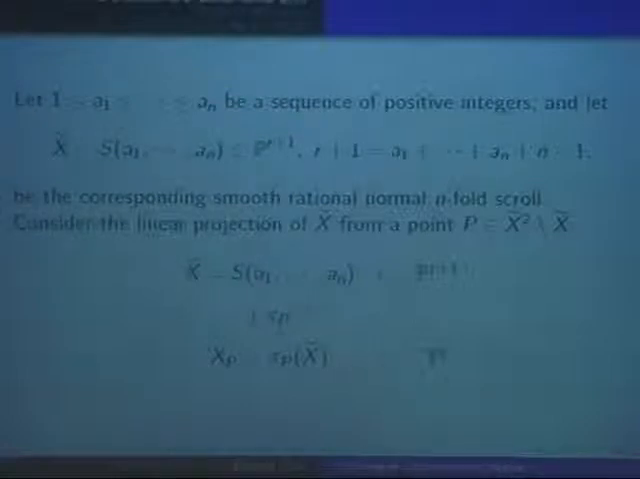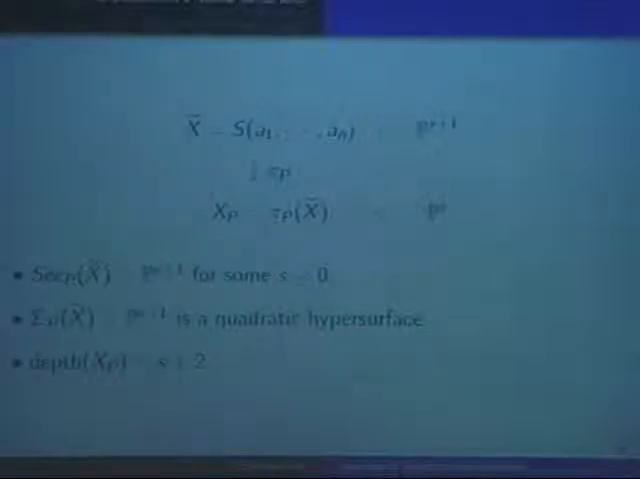Now let me define the rational normal scroll in the standard way. Let a1 up to an be an increasing sequence of positive integers, and X tilde the corresponding rational normal scroll having numerical type a1 up to an. And consider the linear projection of X tilde from a point p inside the secant variety. According to the Brodmann-Schenzel theorem, the problem of understanding the arithmetic behavior of X_P is equivalent to investigating the structure of the second locus of X tilde at the projection center P. More precisely, the second cone is now a positive-dimensional linear space, and the second locus is a quadric hypersurface in its span, and its depth is given by this formula.